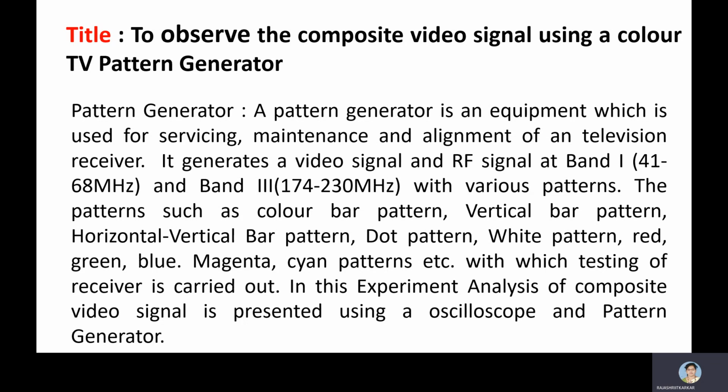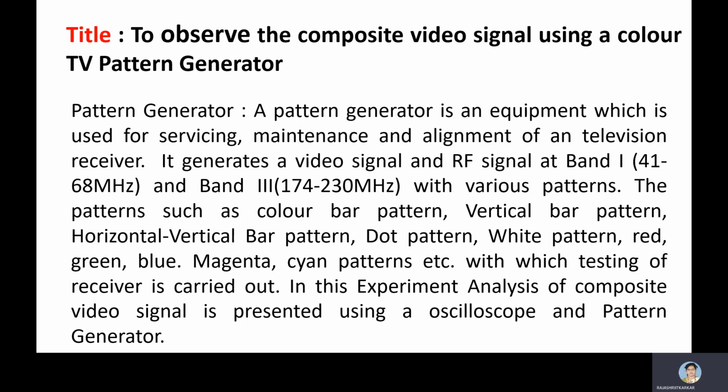Now, what is a pattern generator? A pattern generator is an equipment used for the service, maintenance and alignment of a color television receiver. Not only a color television, you can use it for any television receiver. What does it generate? It generates a composite video signal and an RF signal. The RF signal is generated in the VHF band 1 and band 3. The band frequencies for band 1 are 41 to 68 megahertz, and for band 3 are 174 to 230 megahertz.